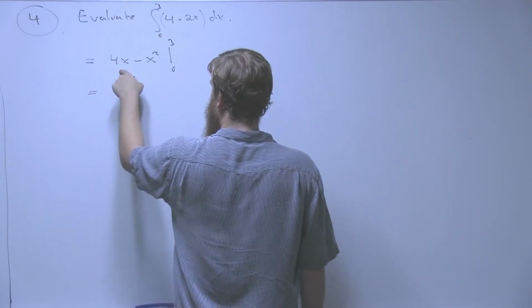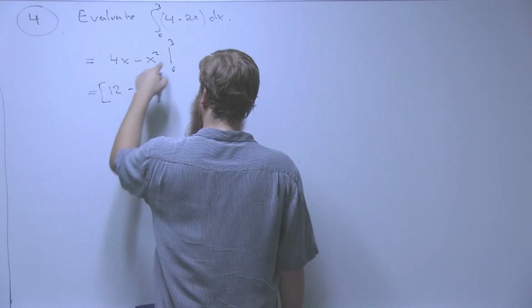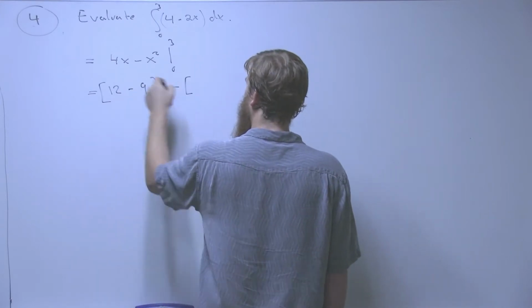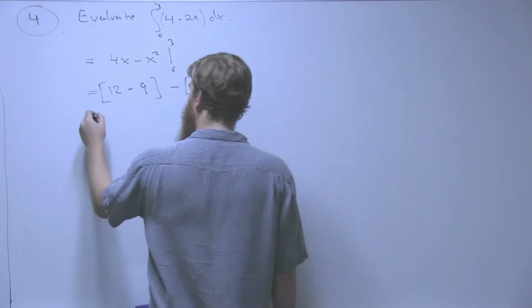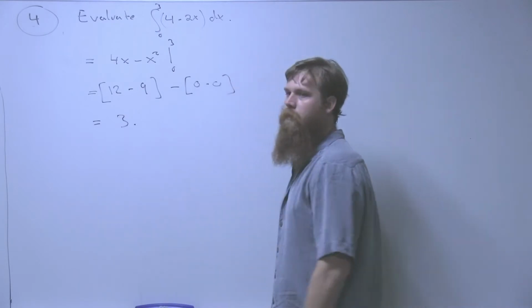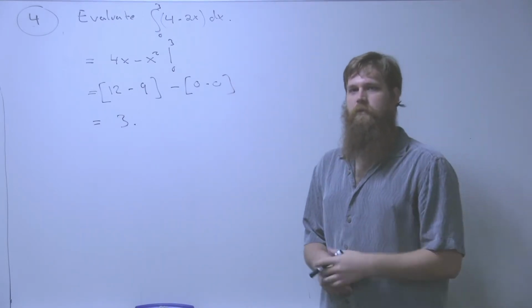Now if I plug 3 in here, I'll have 4 times 3 is 12, minus 3 squared is 9, minus what we get when we plug in 0, but that's just 0 minus 0. So no contribution from the lower limit. But if you take 12 and 9 there, then you get 3, which is not what we found in the previous problem.